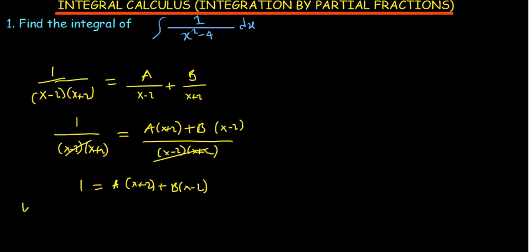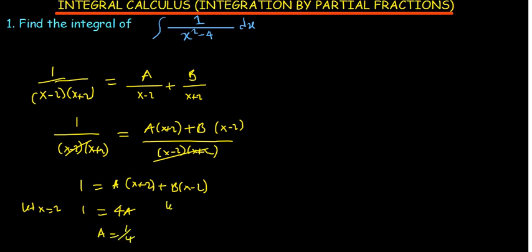Now when we let x be equal to positive 2, we're going to have 1 is equal to, this will be 2 plus 2, that is going to give us 4A. This is going to cancel out because 2 minus 2 is going to give us 0. So A is going to be 1 over 4.